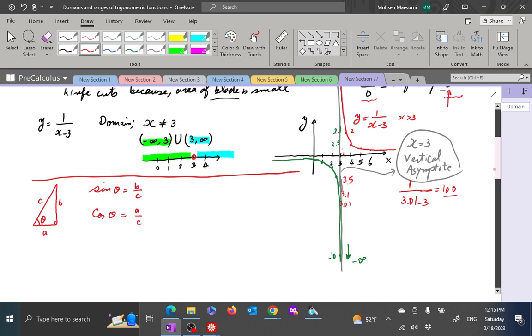That's all fine. And then we had tangent of theta. Tangent of theta was opposite over adjacent. If you write this thing as b over c over a over c, well, b over c is your sine of theta, and a over c your cosine of theta. So this is one of our important identities that we are going to be using very often. So this is sine of theta over cosine of theta.